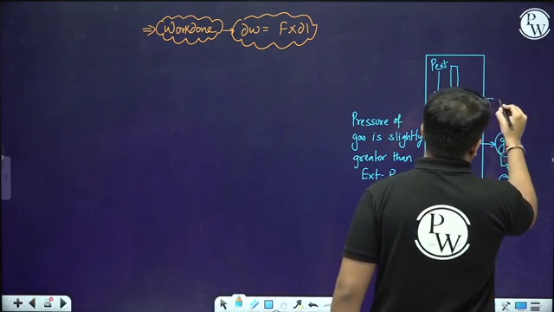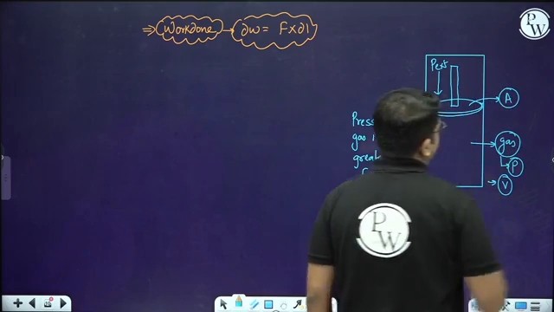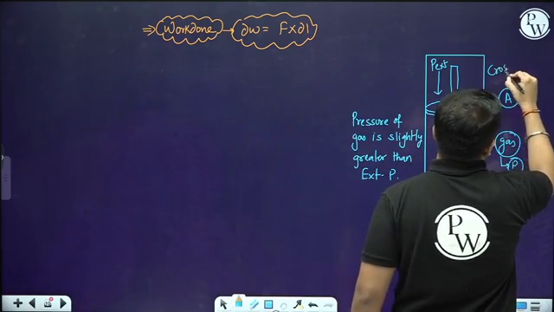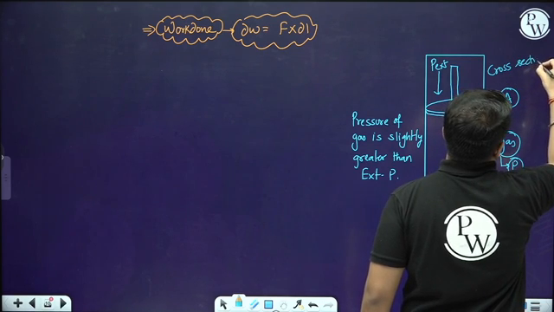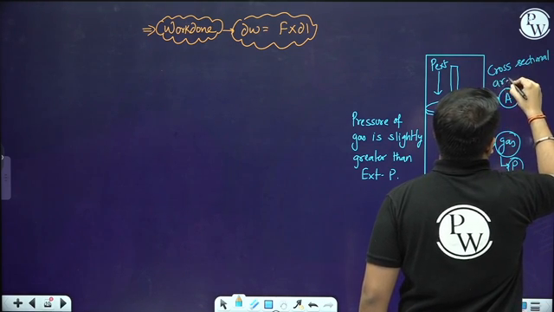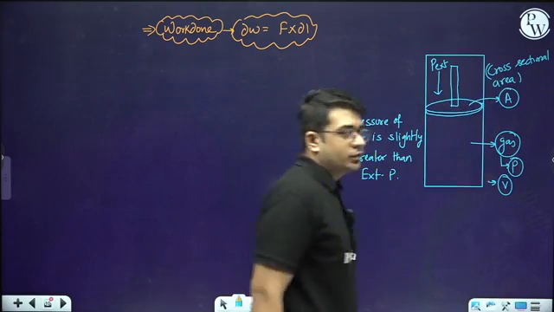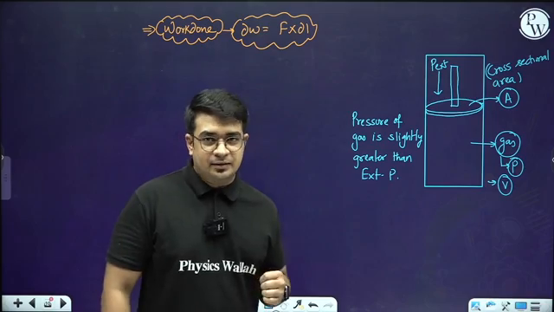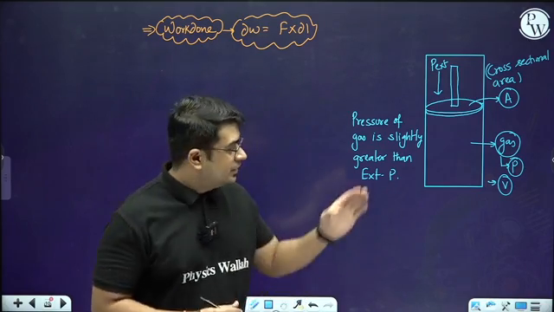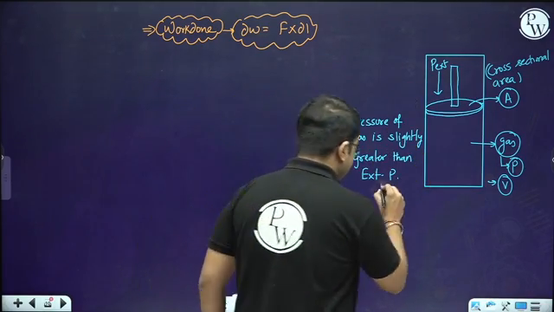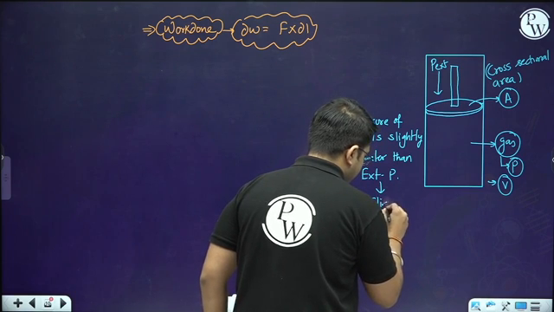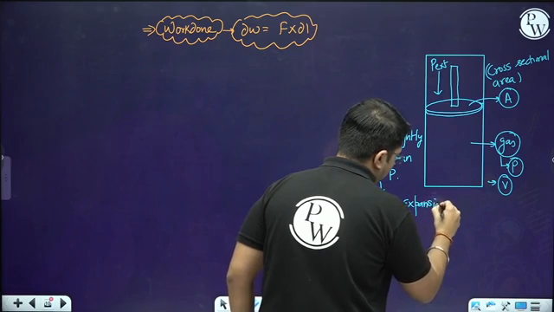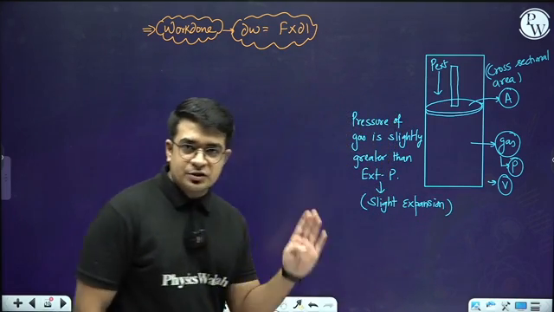Let's say the cross-sectional area of this piston is basically A. This is the cross-sectional area of the piston. Let's say if this pressure of the gas is slightly greater than the external pressure, it means gas is going to expand. It means slight expansion is going to take place.